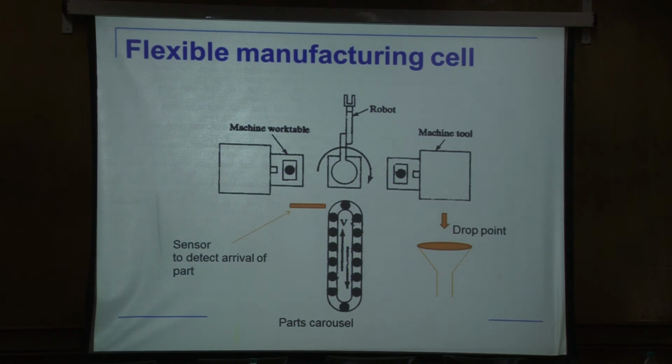This is a little bit more, so the programs can get a little bit more and more complicated. This is a more complicated program where there is a parts carousel, and there is a sensor to detect the arrival of the parts. So after the part arrives, then it informs the robot. The robot picks it up and puts it into this work table. Okay. Now after machining is over, again this table has to tell this robot, it will pick it up and put it here. Okay. After machining is done here, then it will take it up and put it here.